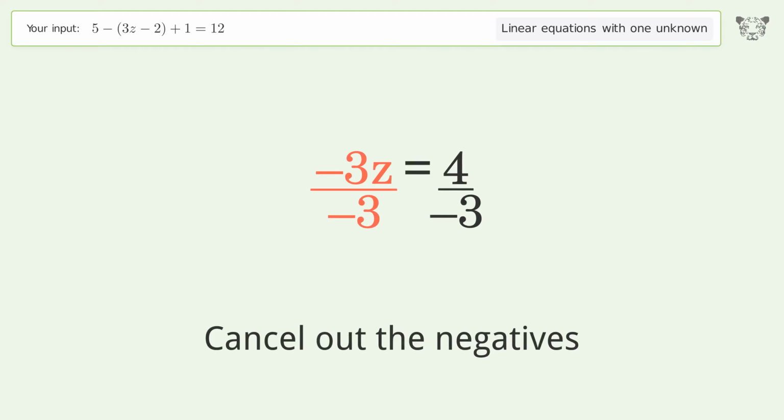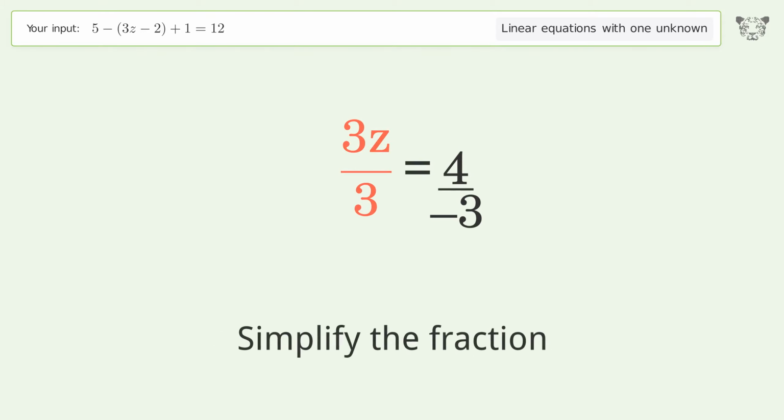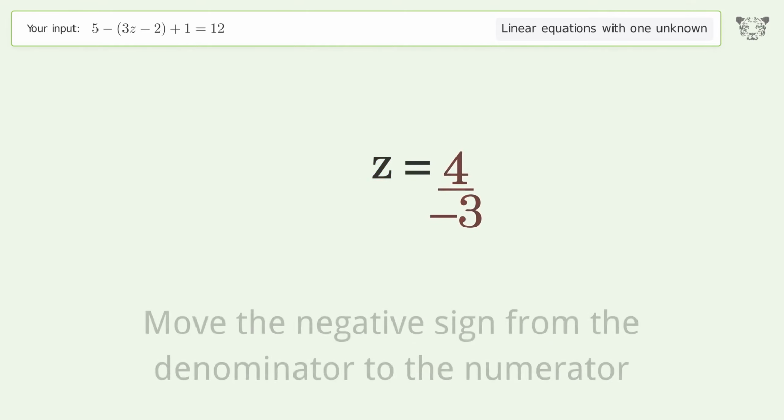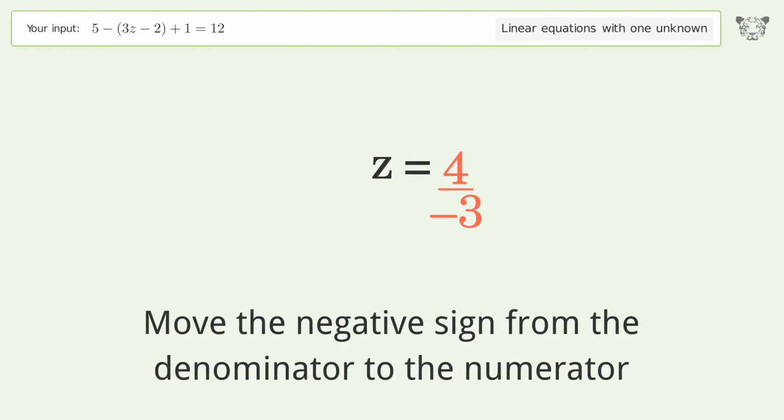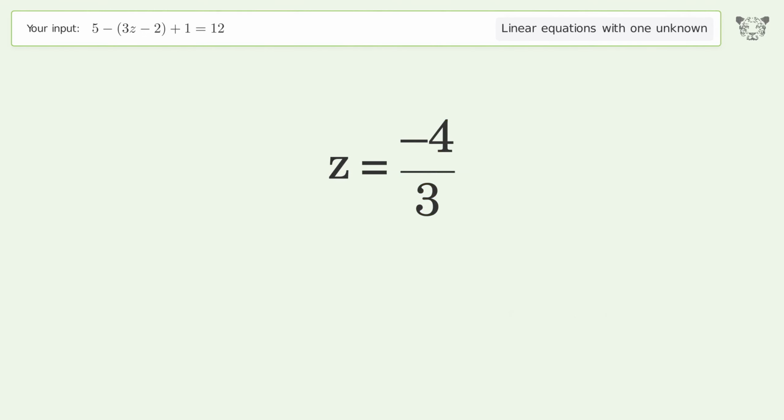Cancel out the negatives. Simplify the fraction. Move the negative sign from the denominator to the numerator. And so the final result is z equals negative 4 over 3.